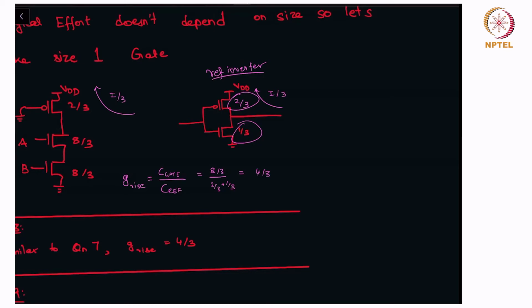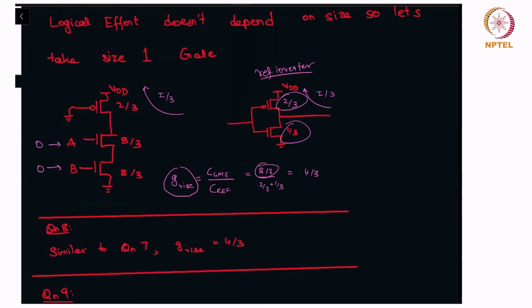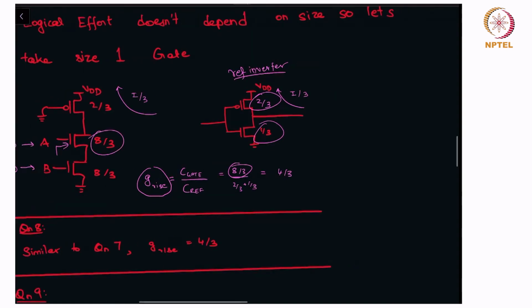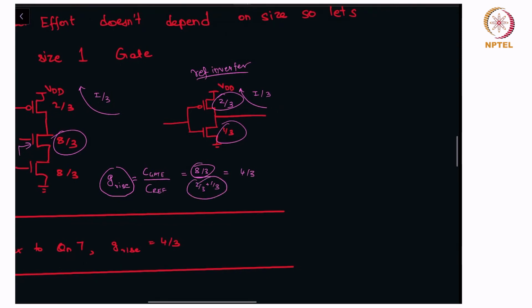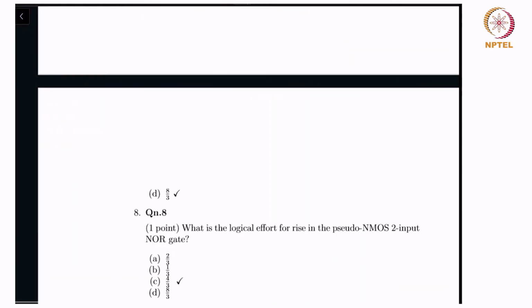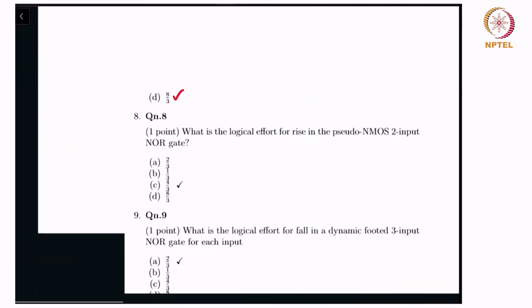Therefore you get the logical effort for rise as C gate by C ref, which is 8 by 3 divided by 2 by 3 plus 1 by 3. Sorry, so that's 8 by 3. 2 by 3 plus 1 by 3 is 3 by 3. That's 1. So it's just 8 by 3. So that's the answer for the 7th question.